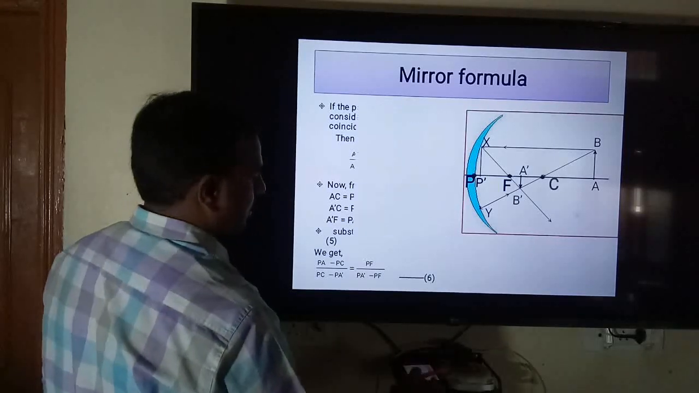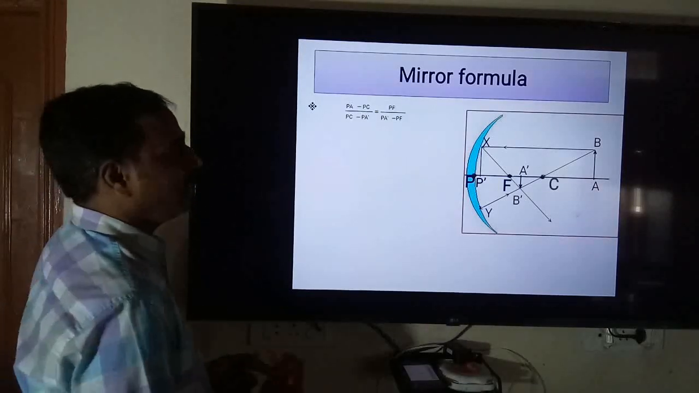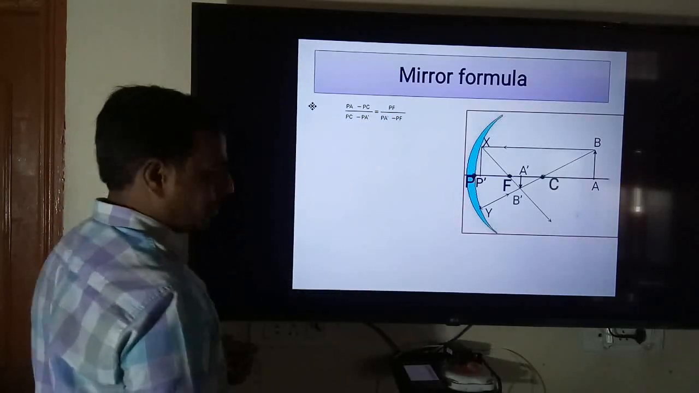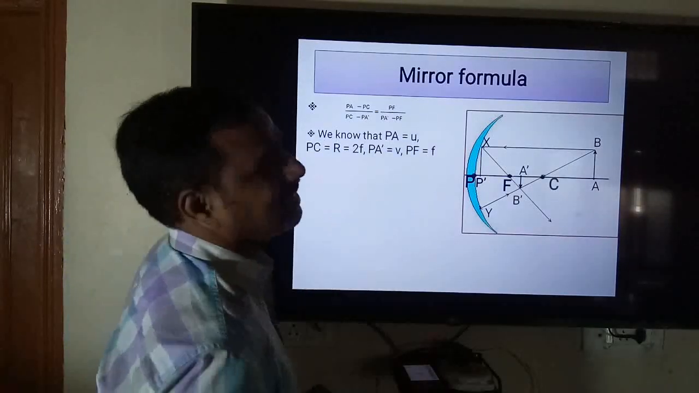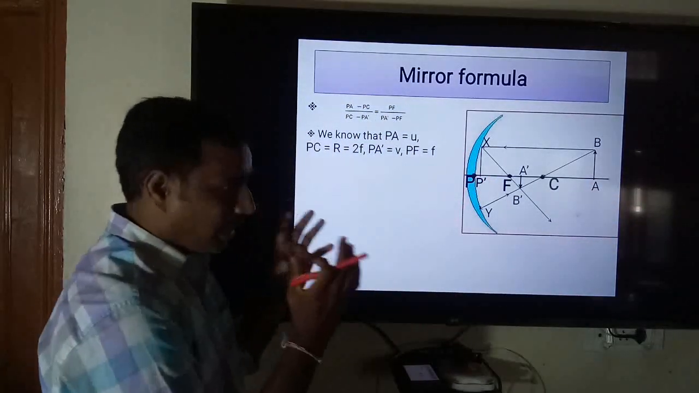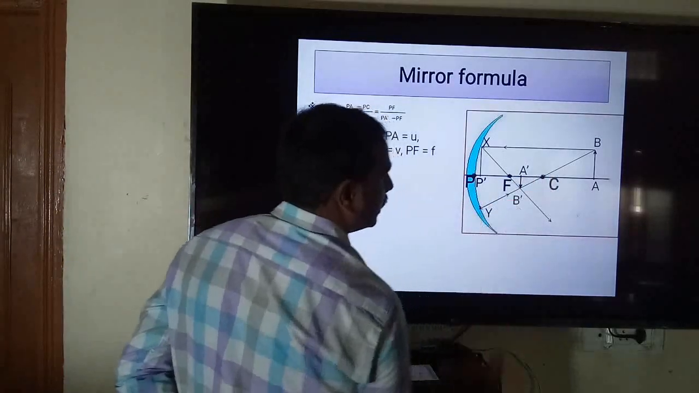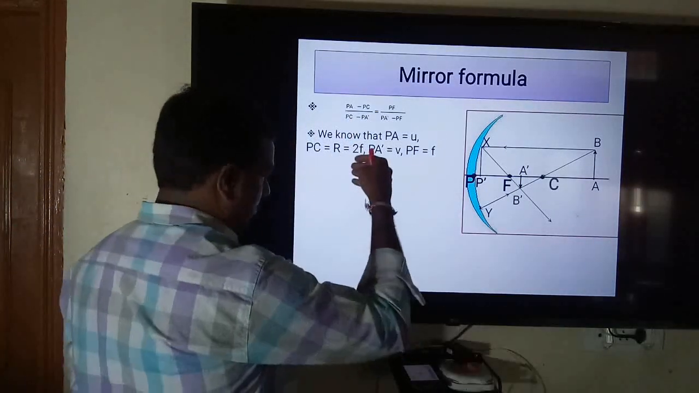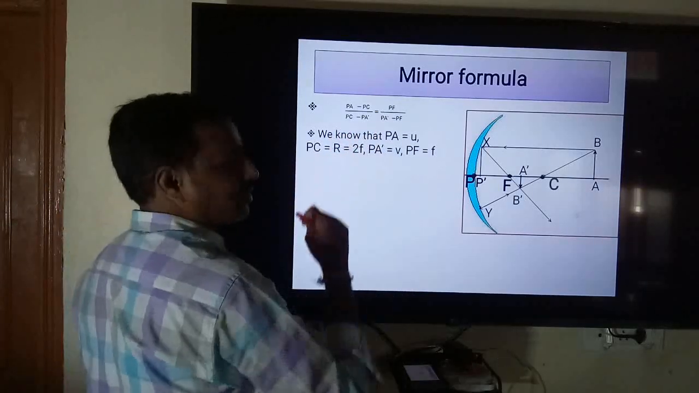This is equation number 6. This is our equation: (PA − PC)/(PC − PA') = PF/(PA' − PF). We know what the lengths actually are. PA means PA from pole to object. That distance we call the object distance U. And PC, P to C, we already know, is the radius of curvature. This is equal to twice the focal length. Radius of curvature is equal to twice the focal length. R equals 2F.